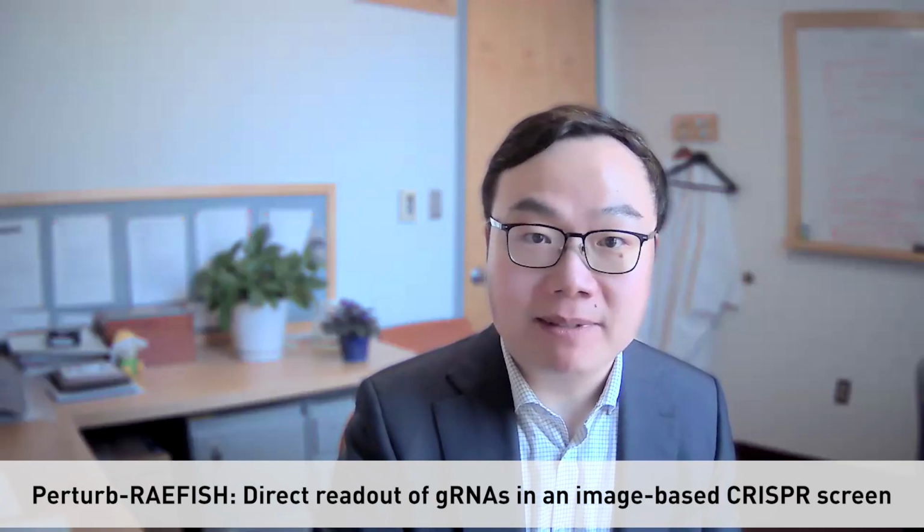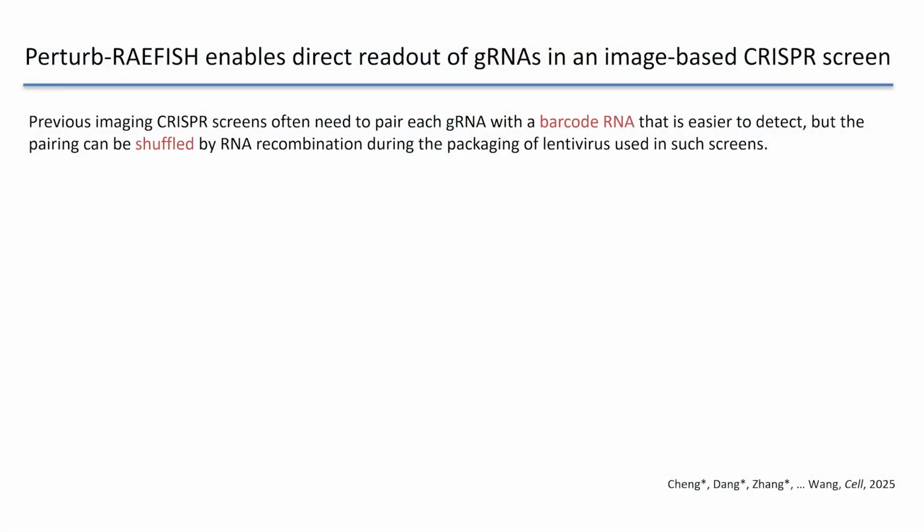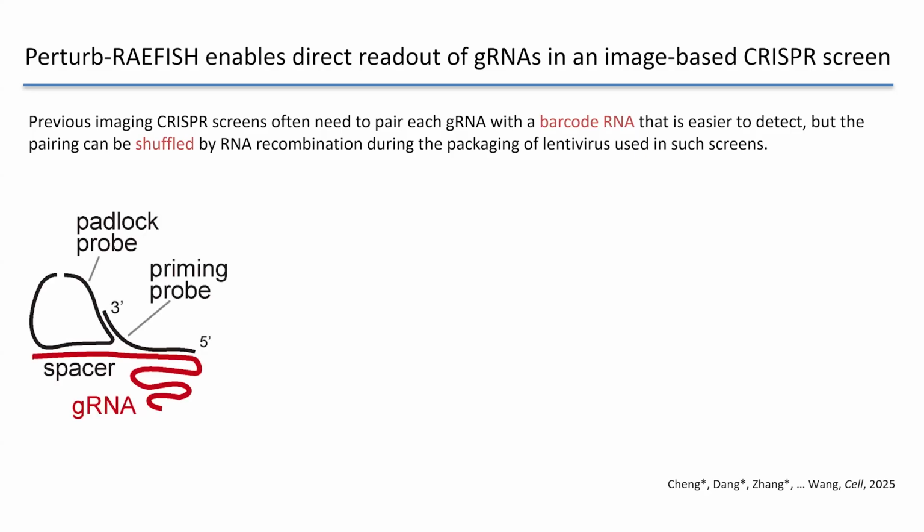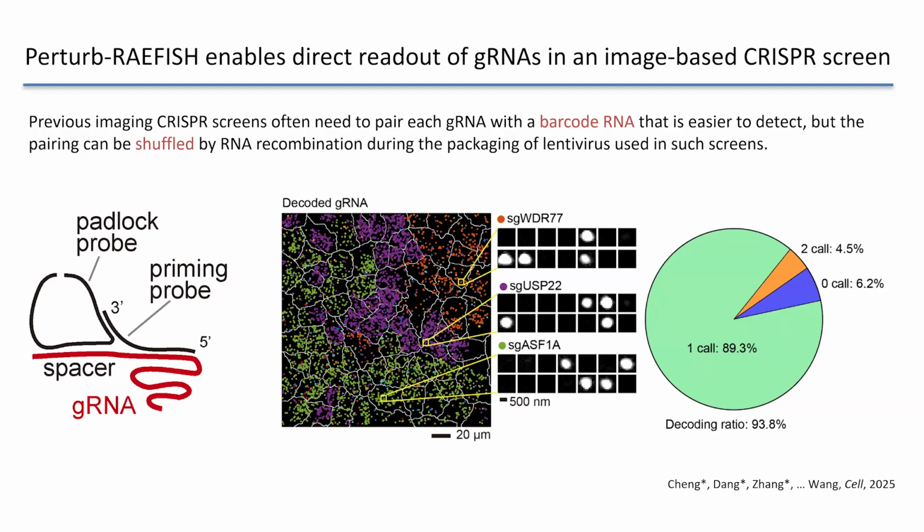Finally, in this work, we also developed perturbed RAEFISH that enables direct readout of gRNAs in an image-based CRISPR screen. Previous imaging CRISPR screens often need to pair each guide RNA with a barcode RNA that's easier to detect, but the pairing can be shuffled by RNA recombination during the packaging of lentivirus used in such screens. This shuffling can limit screen accuracy and sensitivity. With RAEFISH, we no longer need a barcode RNA in such screen. So here we developed perturbed RAEFISH to directly read out the gRNAs, and we can see the gRNA identities in individual cells can be readily decoded.